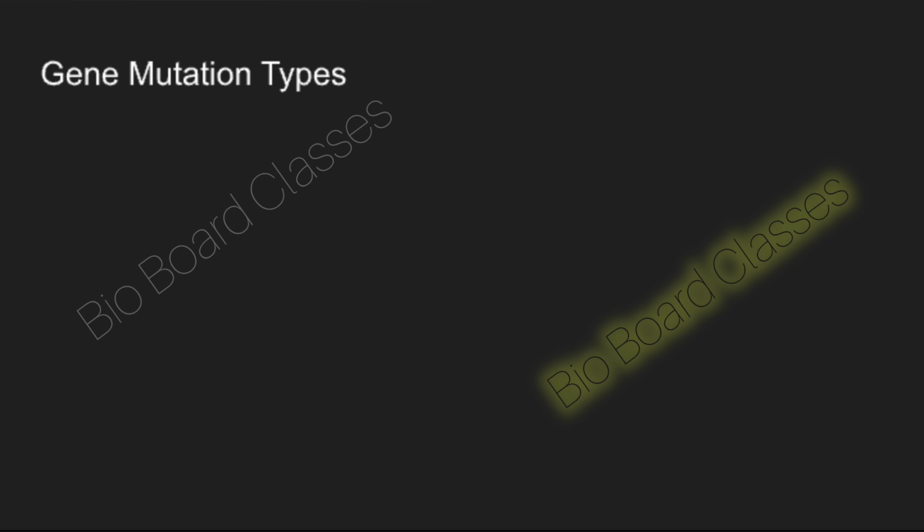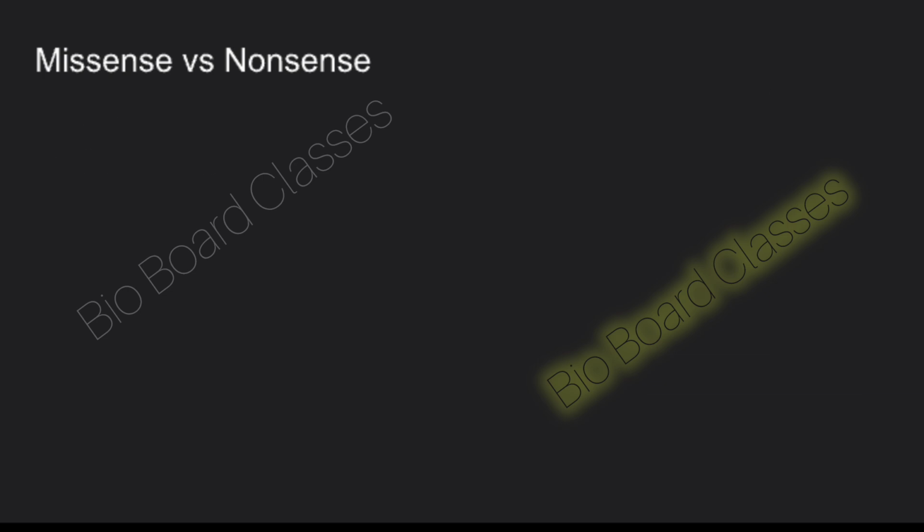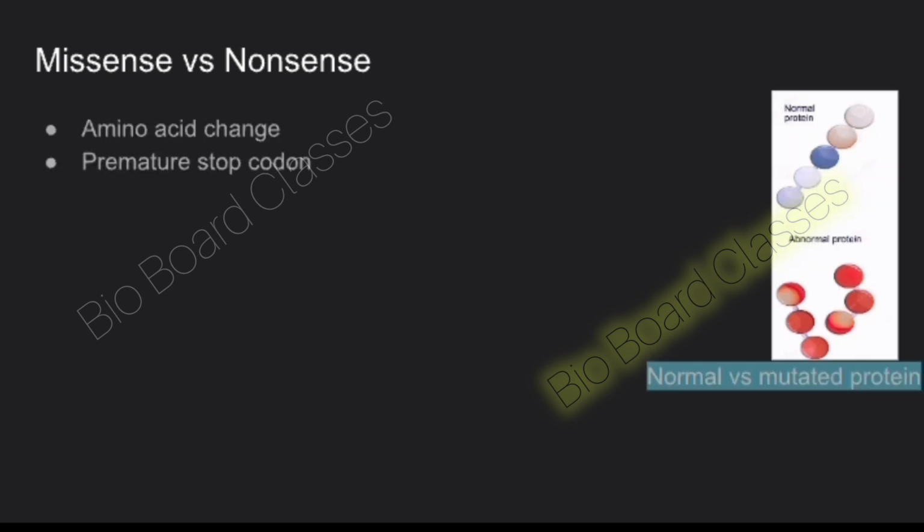Not all mutations have the same effect. A silent mutation changes a nucleotide but does not change the amino acid due to redundancy in the genetic code. A missense mutation changes one amino acid in a protein. This can slightly alter function or completely destroy it.